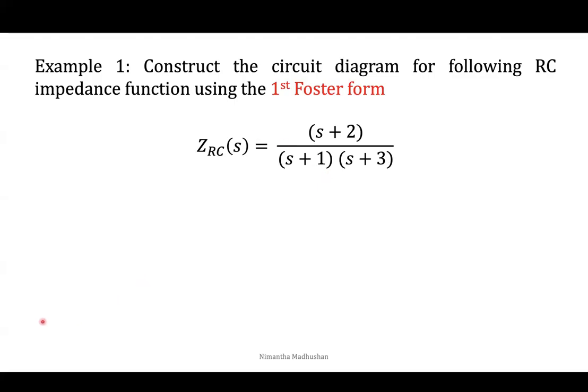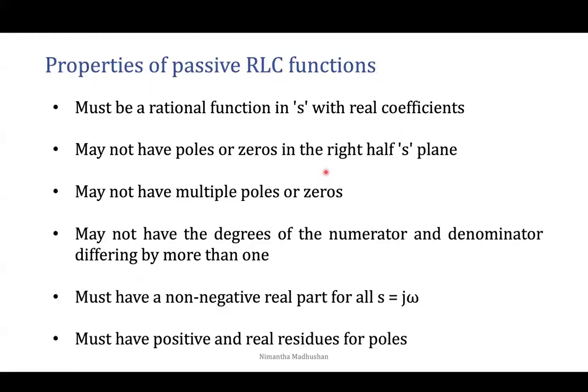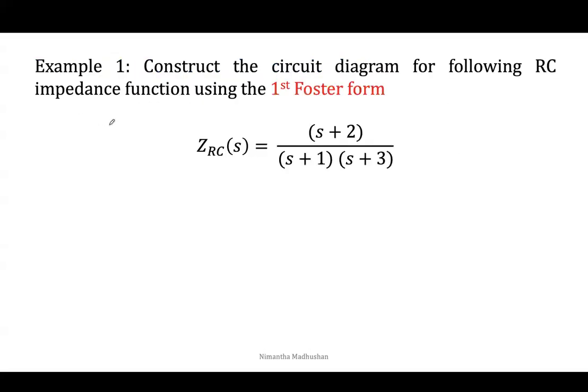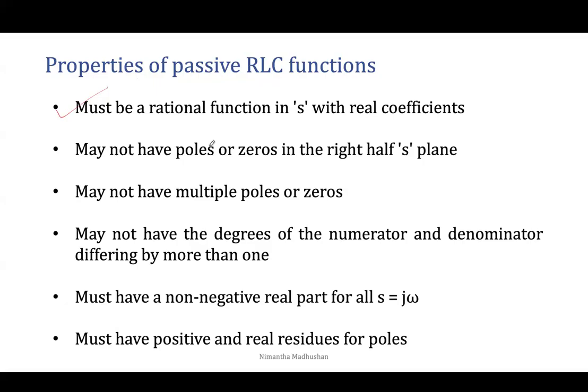Before applying the Foster form, we have to check whether this function is realizable or not. For that, there are 6 general properties for passive RLC functions. These are the 6 properties. Now we will consider them one by one. The first property: it must be a rational function in s with real coefficients. You can see it's a function of s and it has real coefficients. Then the first one is okay.